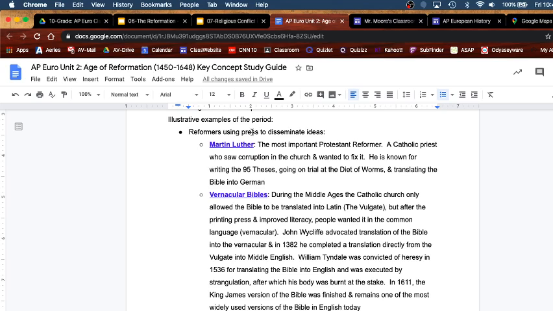Reformers using press to disseminate ideas. Martin Luther, the most important Protestant reformer, a Catholic priest who saw corruption in the church and wanted to fix it. He's known for writing the 95 Theses, which are going to be distributed and printed out and sent across. He sends thousands of pamphlets around using the printing press. He's going to go on trial at the Diet of Worms, and he's going to translate the Bible into German for regular people to read.